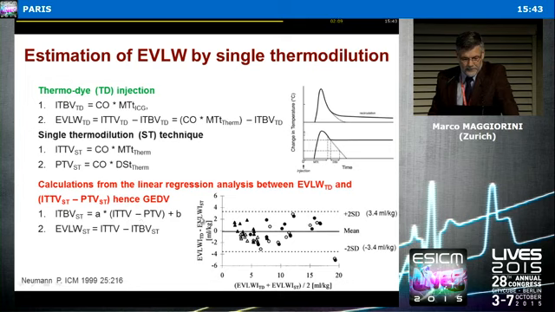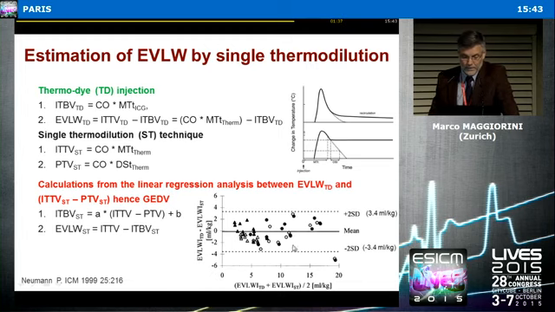And this relationship gives you the possibility to calculate this value that you need to calculate extravascular lung water. So at the end, the extravascular lung water in a single thermodilution technique is calculated by subtracting from the total thermal volume the intrathoracic blood volume that you estimated thanks to the formula of the relationship.